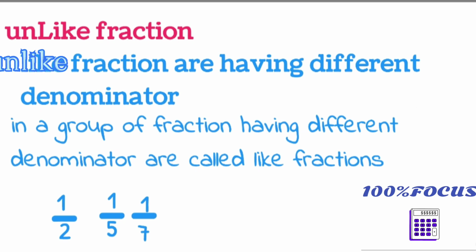Okay, so unlike fractions means having different denominators. Okay, here we are having different denominators. In a group of fractions, if we see the denominators different, we can tell that is an unlike fraction. కొన్ని group of fractions లో numerator and denominator are called fractions, right?